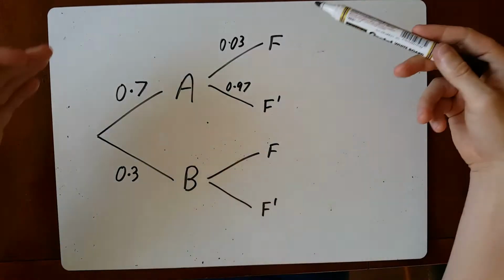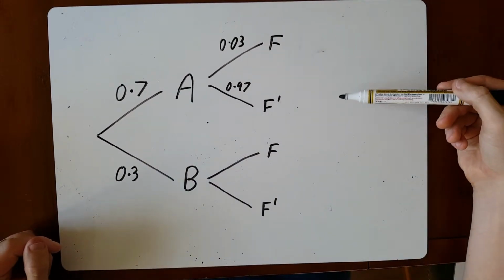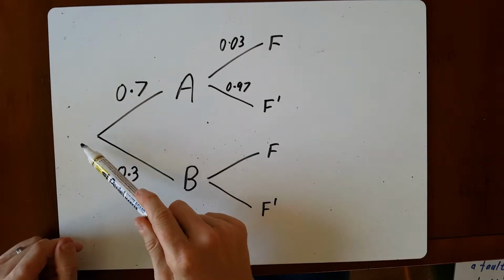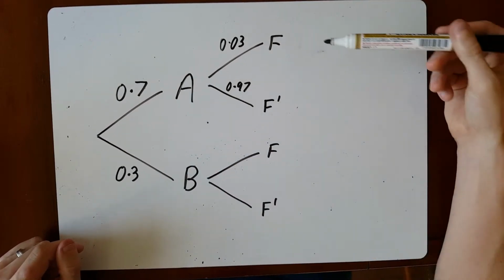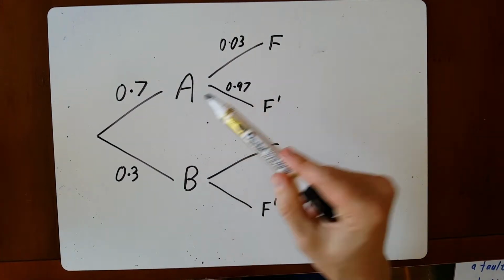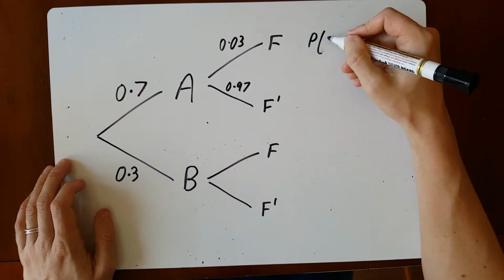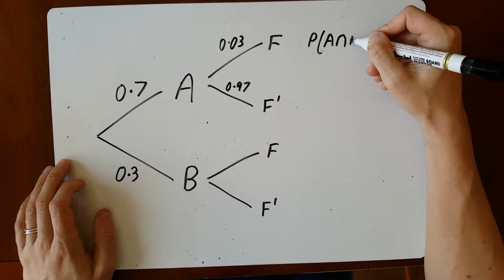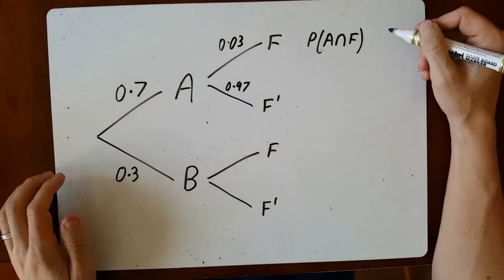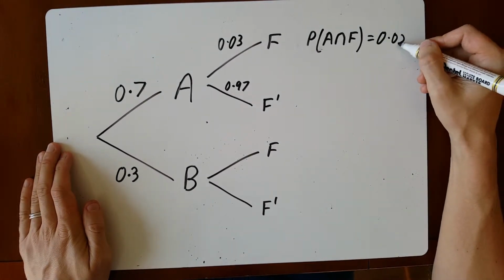Once we've got the tree diagram drawn, it's always a good idea to start putting some numbers at the very ends of these branches. So for example, if I know that it's produced by machine A and faulty, if I multiply these numbers together, I'll get the probability that it's A and faulty. So this here will be probability A and F. Looking at that, 0.7 times 0.03 is 0.021.